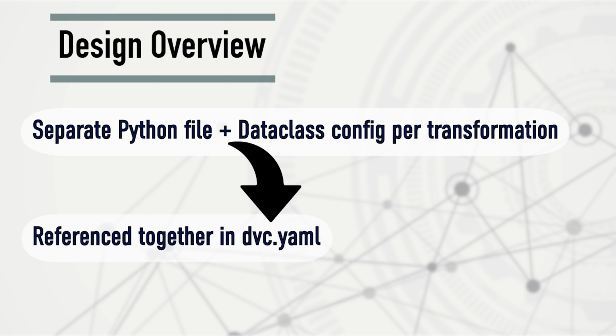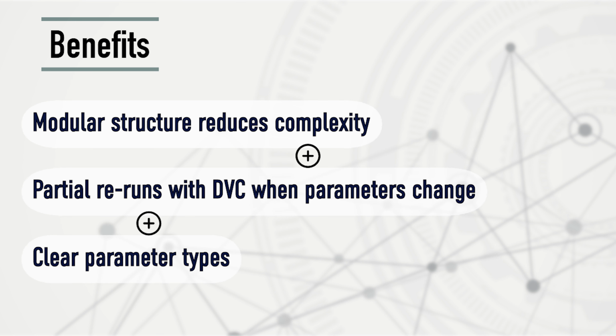Slide number 2, Design Overview breaks down this structure. For every transformation, we rely on a dedicated Python file and a clearly typed config. This design prevents a sprawling code base and keeps all parameters in one place, clarifying allowable values.